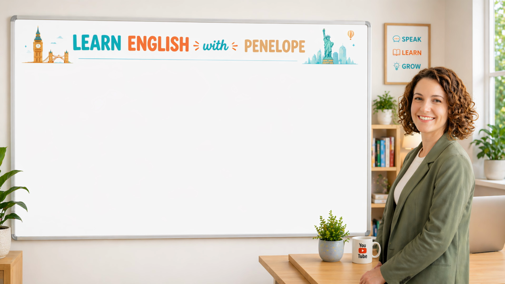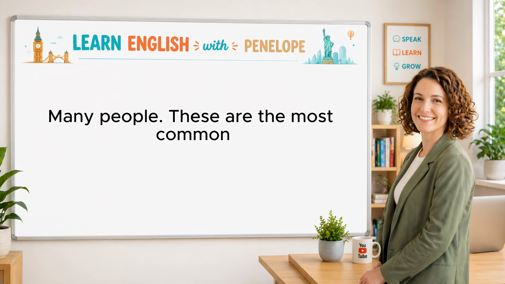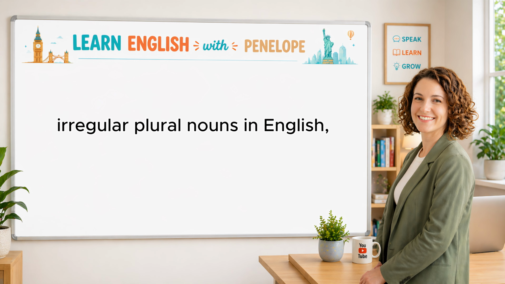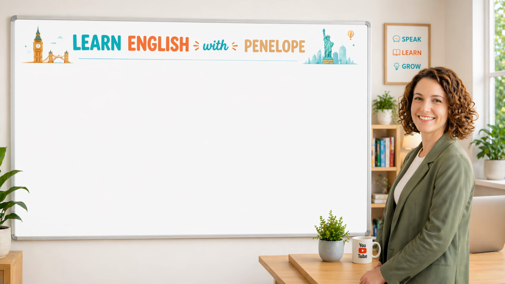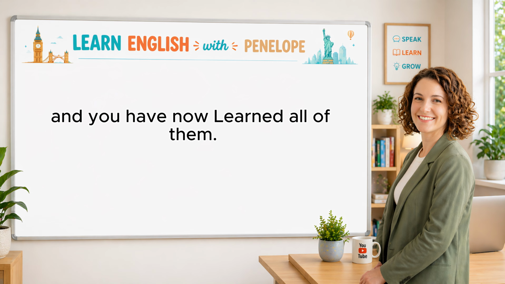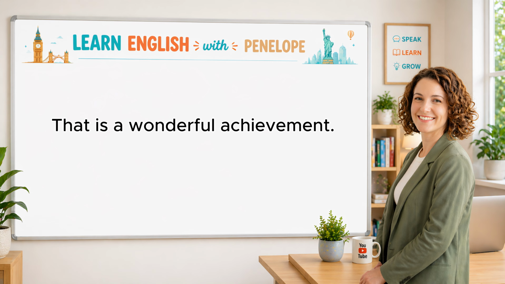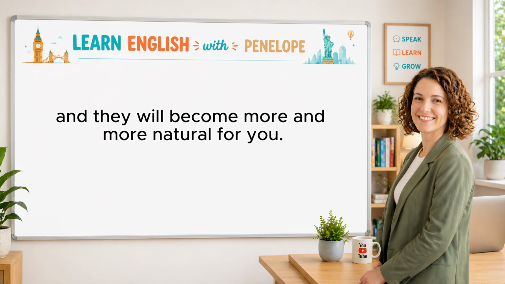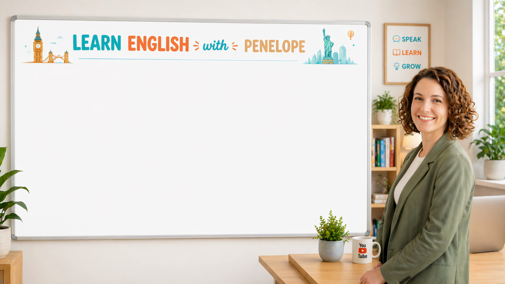And we also learned the very important word people, which is the plural of person. One person, many people. These are the most common irregular plural nouns in English, and you have now learned all of them. That is a wonderful achievement. Every time you read or listen to English, you will start to notice these words, and they will become more and more natural for you. That is how language learning works. Slowly, slowly, and then suddenly it all makes sense.